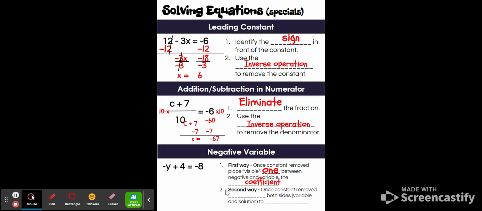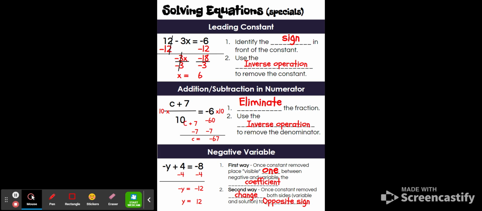The other way to look at this is that once the constant's removed, just change both sides and put the opposite sign. Let me show you what I mean. So we're going to subtract 4 on both sides, and that leaves us with the negative y, and on this side, negative 12. If there's a minus sign or a negative in front of the variable, you just basically change the sign on both sides, because we're dividing by a negative on both sides. And when you do that, it'll flip the sign. So a negative divided by a negative is a positive 1. A negative 12 divided by a negative 1 is a positive 12. So it kind of flips the sign.